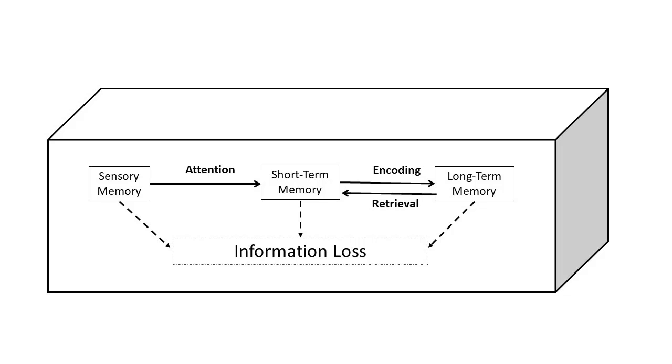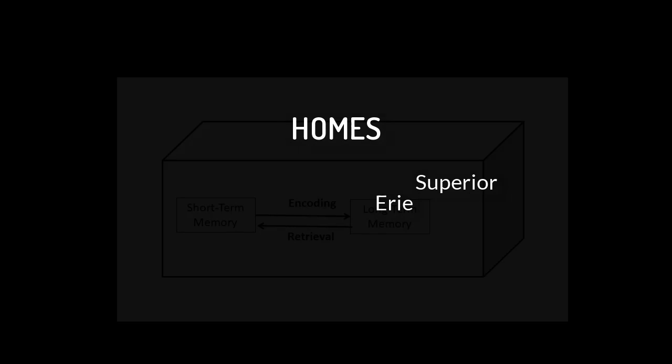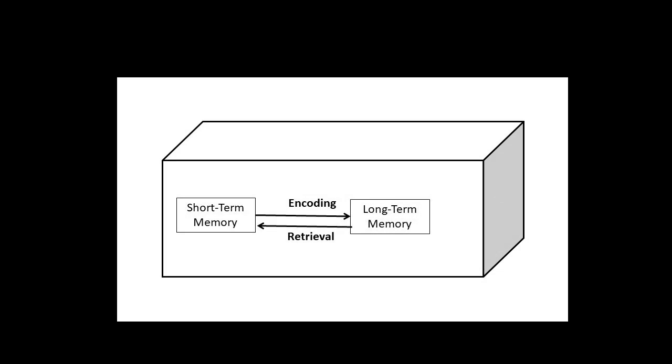Here's an example. To remember the Great Lakes of North America, many people use the acronym HOMES: Huron, Ontario, Michigan, Erie, and Superior. We don't have to remember the lakes all of the time. We can see the cue HOMES, and then we're able to retrieve the names that correspond with each letter. This is called a mnemonic device. The more effectively information is coded into long-term memory, the more efficient our retrieval is.